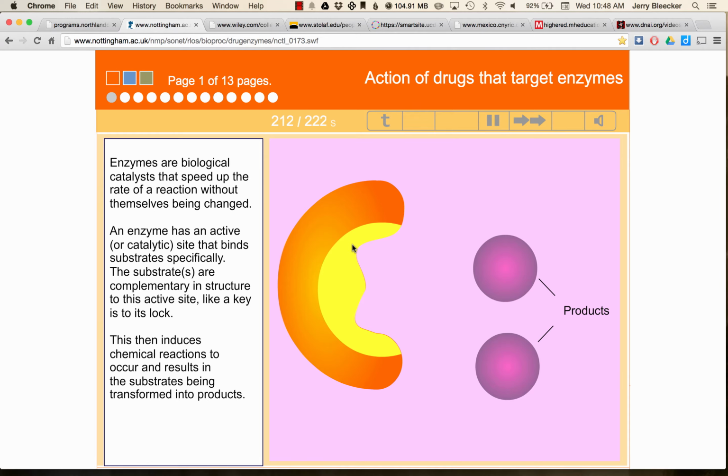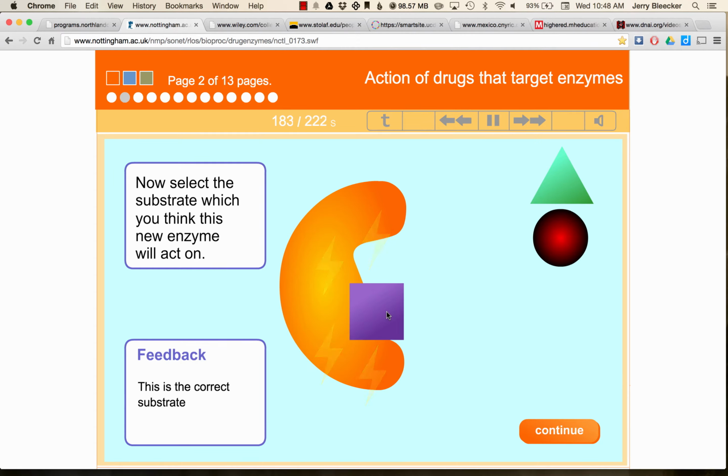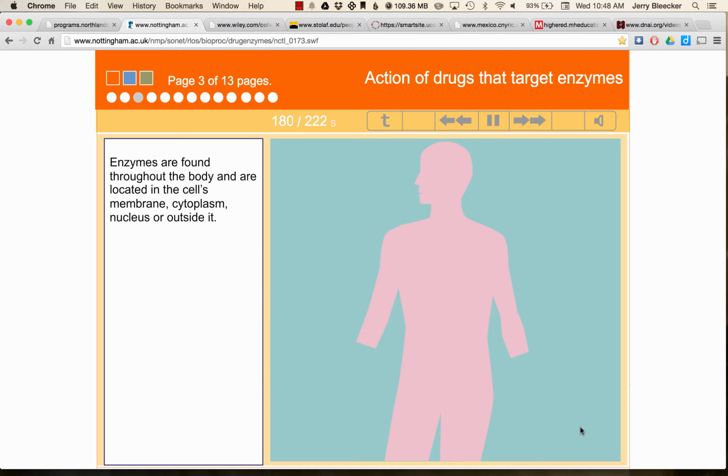So the active site here that's represented in yellow is, as I say, highly specific. It's not just going to fit with anything. Here's a neat little demonstration. Which one do you think fits? Oh, maybe this one. There you go. And this enzyme is catabolic. It's breaking down our products.